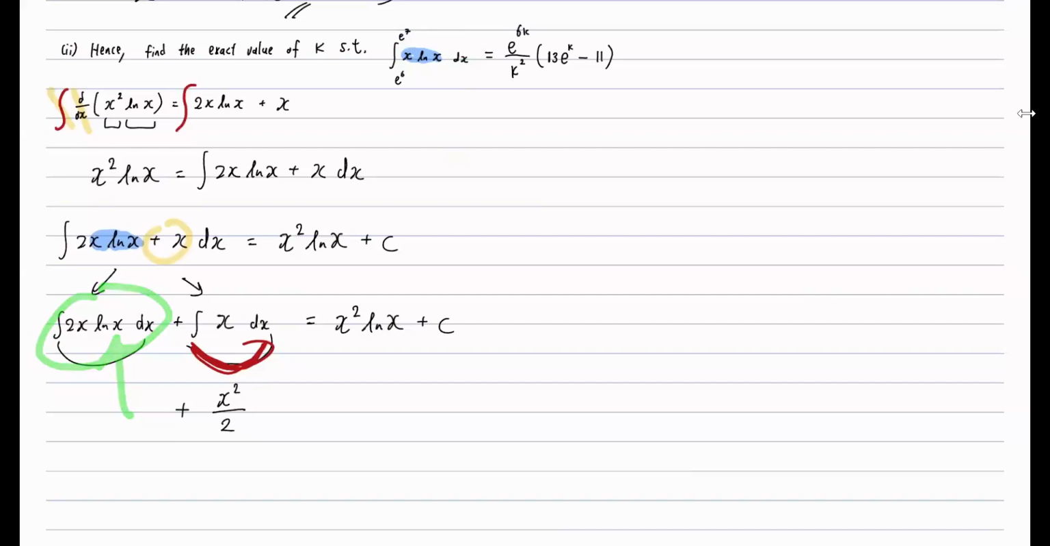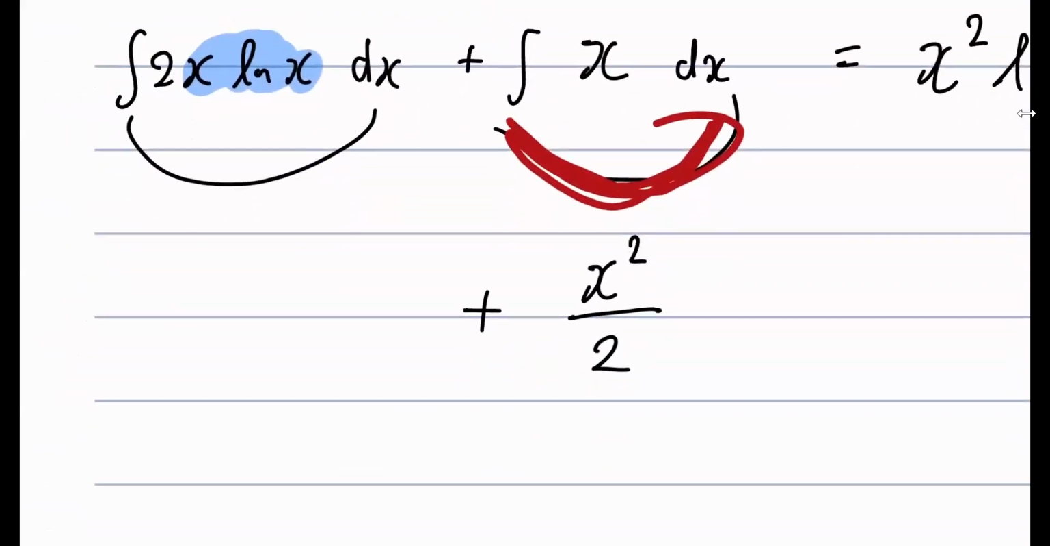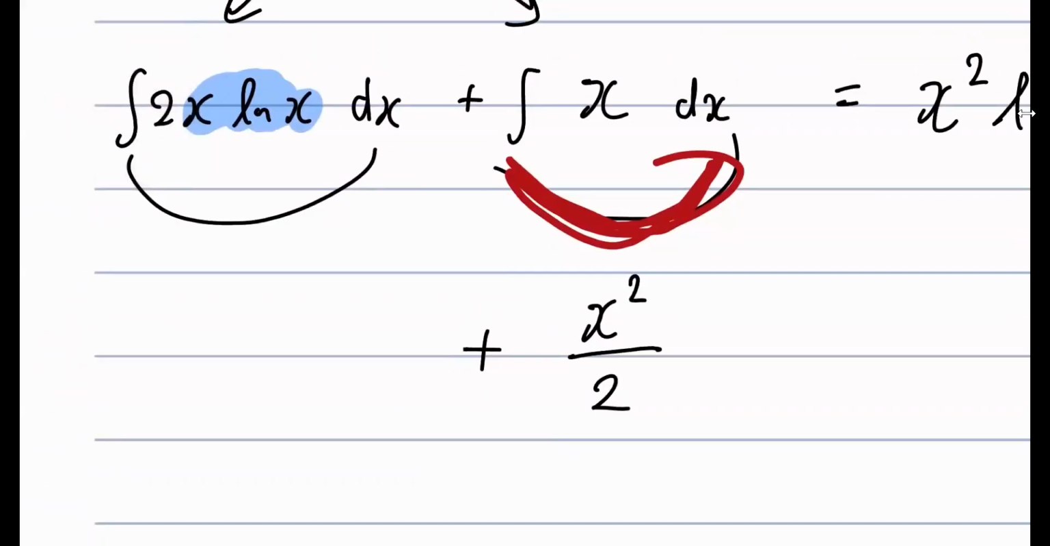Almost, but off by a factor of... Is it integral of x ln x? Off by a factor of 2. So what do you want to do with the 2? Bring it out. So you get 2 times integral x ln x dx. That is the same. Very good.